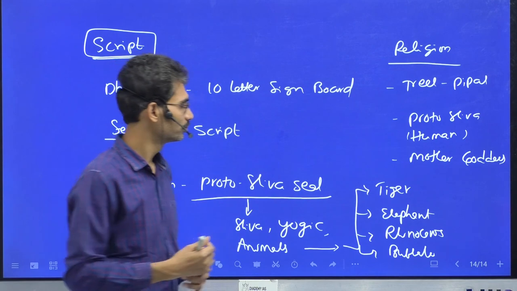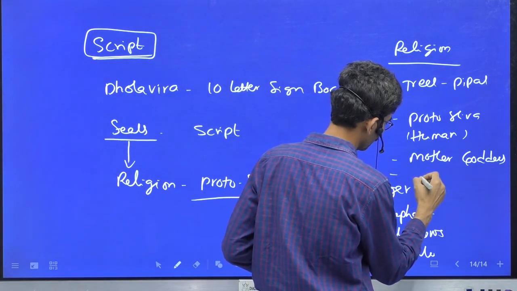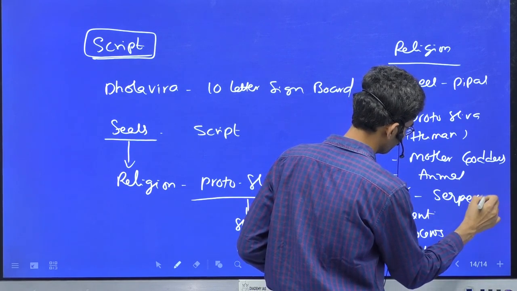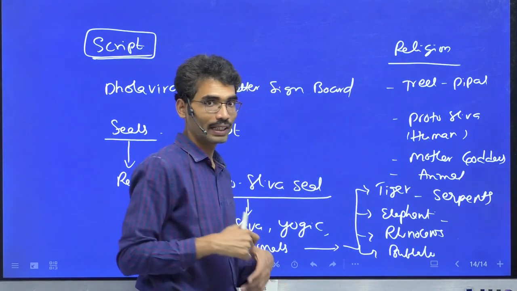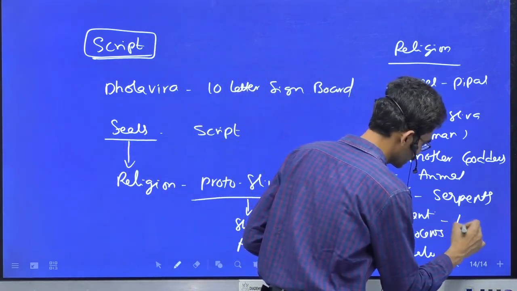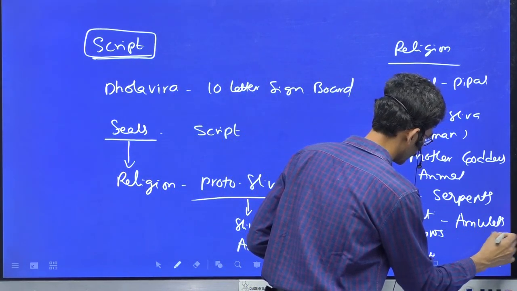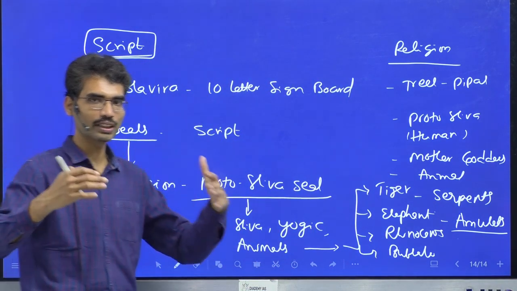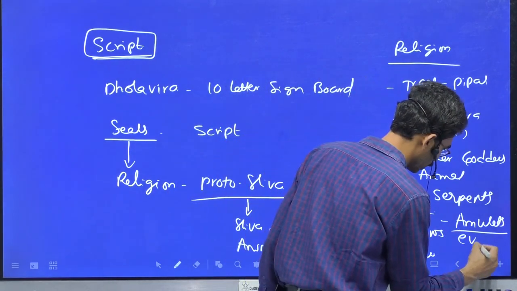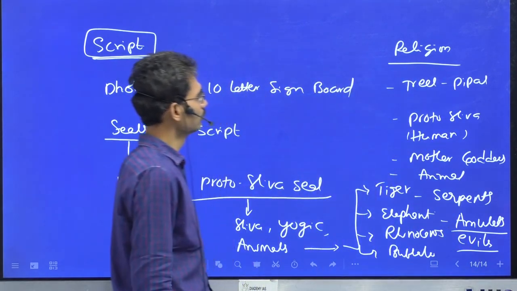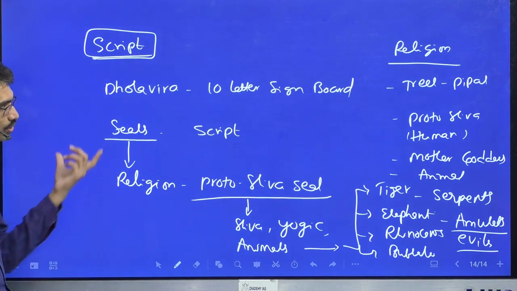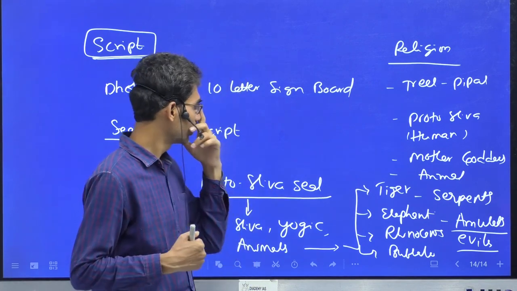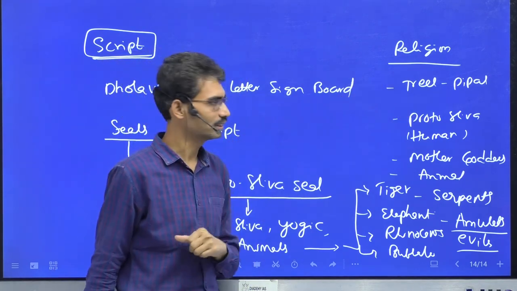Mother goddess worship. Next one, animal worship. Serpents. Even they were believing in amulets. Amulets means some kind of tools which are used for warding off evils, to control evils. Now you see, whatever beliefs today also we have the origin in Indus Valley civilization.